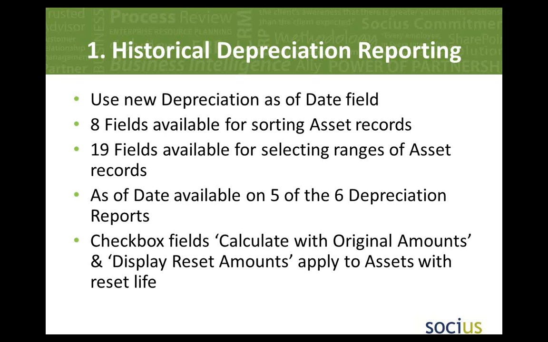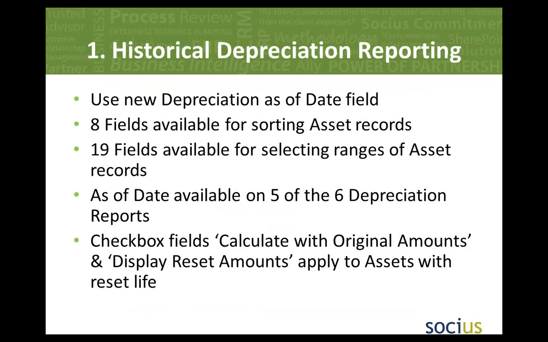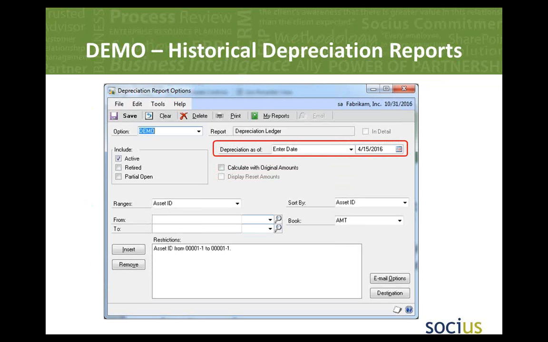The as of date is available in 5 of the 6 depreciation reports, and I'll show those to you in a moment. And there are 2 new checkbox fields in this Report Options window: Calculate with Original Amounts and Display Reset Amounts. Both of these checkbox fields are specifically for reporting historically on assets that have had their life value reset due to changes in depreciation-specific fields. And those fields can include a date field, cost amount, or a depreciation method change. So in the historical depreciation report window here, this is the report options window, and the new field is the depreciation as of date right here.